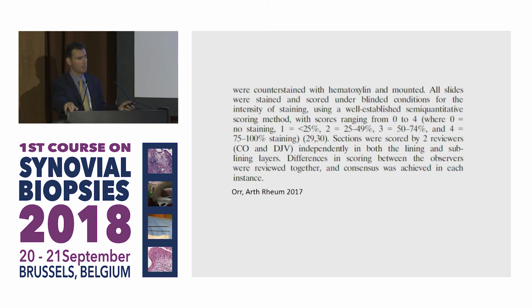We use a well-established semi-quantitative scoring method with scores ranging from 0 to 4. This is published elsewhere. Another semi-quantitative methodology for appraising immunohistochemistry samples. Sections again reviewed by two reviewers independently in both the lining and the sublining layers, and differences in scoring between the observers were reviewed together and consensus achieved in each instance. Not universally reported. What's the training of the people who are looking at these biopsies? How many people are reading the biopsies? These are not routinely reported.